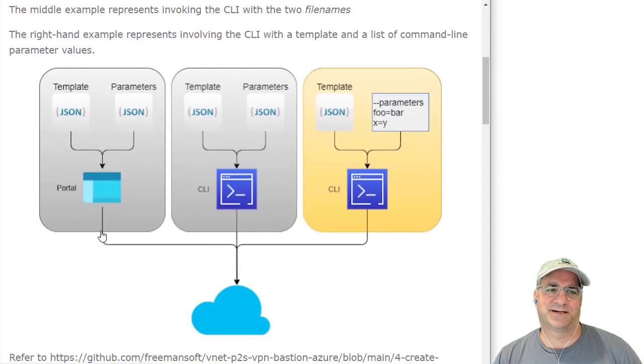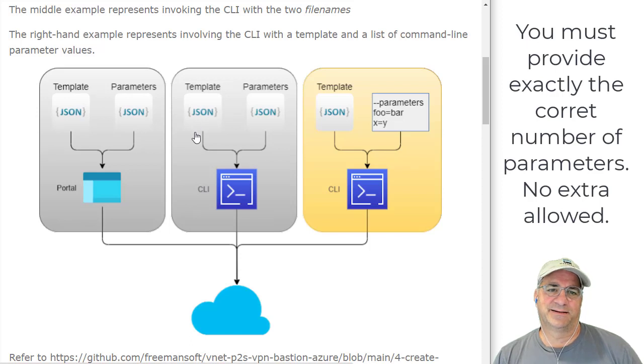In this case, the most common way you see demonstrated is through the portal, and in the portal you'll pass it a template JSON file and a parameter JSON file. You'll upload those into the portal, run it, and you'll get provisioned.